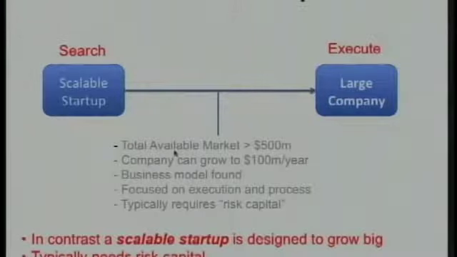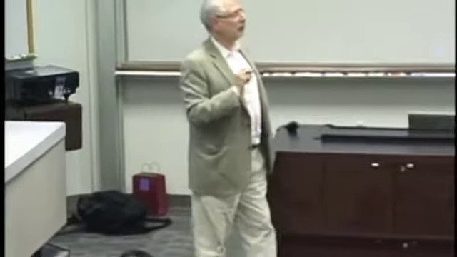A scalable startup is designed to grow big, and what differentiates it as well from a small business and a large corporation is it typically needs risk capital, venture capital. By the way, anybody know what venture capital used to be called? In the 1950s, when they came up with the name, they said, oh yeah, why don't we call it adventure capital? And the bankers in New York said, you know, and they said, okay, we'll shorten it. So it's venture capital. But when Silicon Valley says startup, what we're really talking about is not small business startups and not large corporation startups.